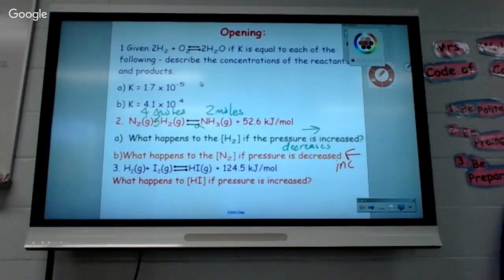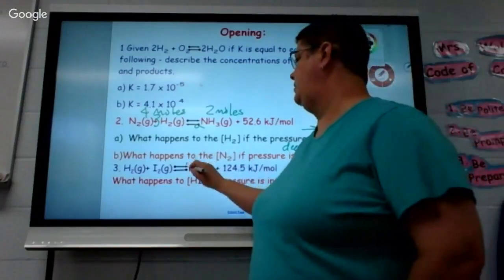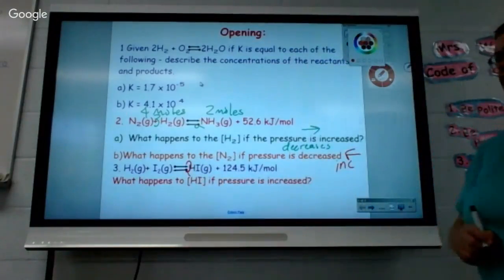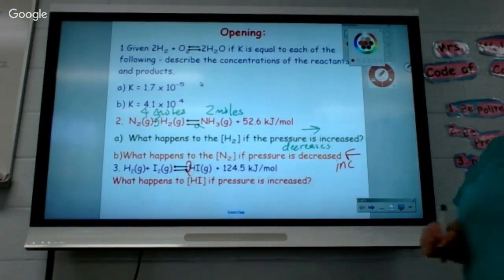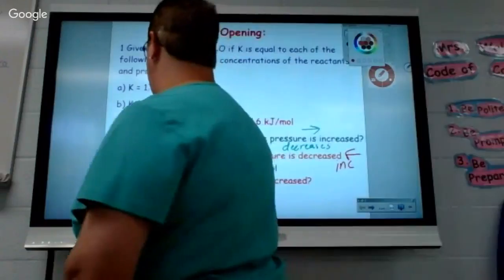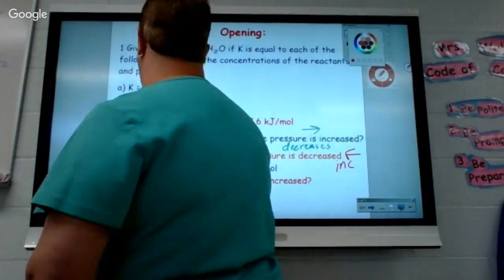What can you tell me about the moles there? Is the equation balanced? So what do we need to do? All right, added 2 here. Now what can you tell me about the moles? Okay, the moles are balanced. All right, what can you tell me about the moles on the left? It's 2 moles. What can you tell me about the moles on the right?